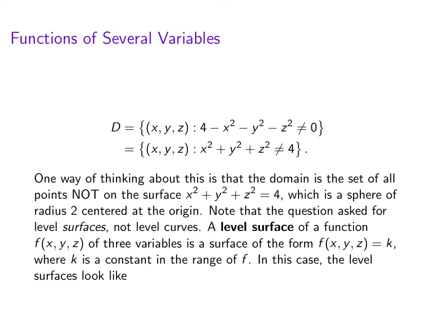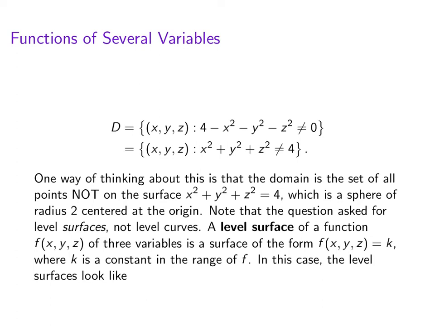Notice that the question asked for level surfaces and not for level curves. You see, the function is a function of three variables, and so the domain is three-dimensional rather than two-dimensional. So a level surface of a function of three variables is a surface of the form f of x, y, z equals some number k. K is a constant in the range of f.